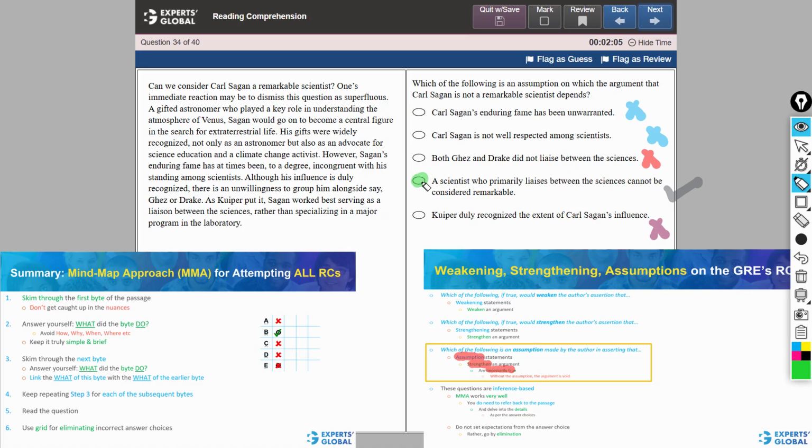Answer choice D duly points out the assumption made in this part of the passage for reaching an assertion that our scientist is not a remarkable one. This is an interesting, difficult question. If you got this right and through a complete and coherent reasoning, excellent job.